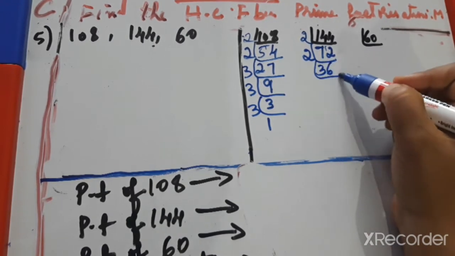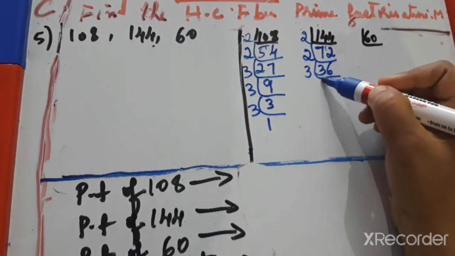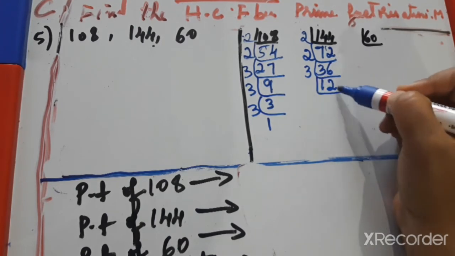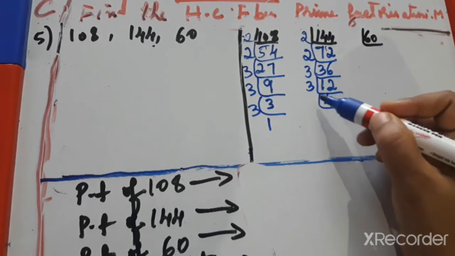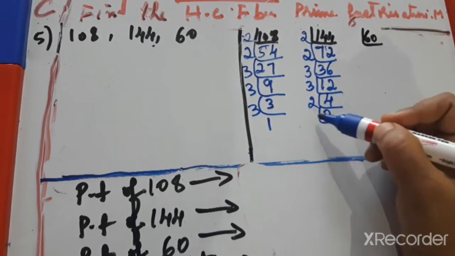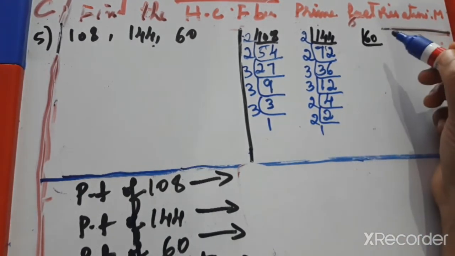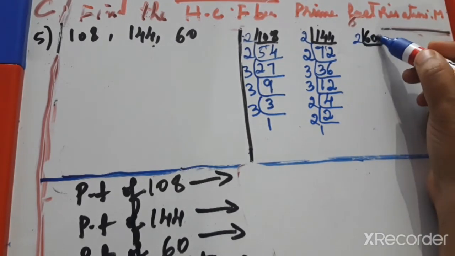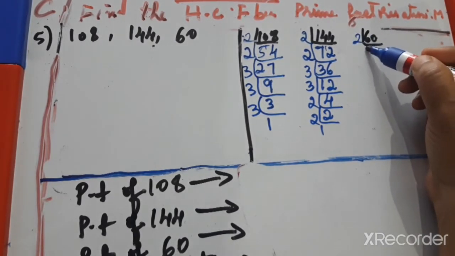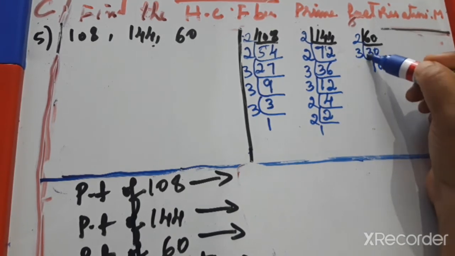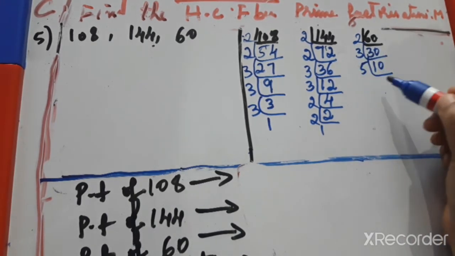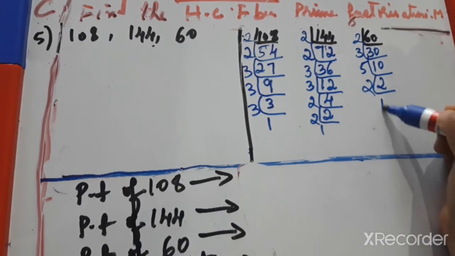And here we can try 3: 3 ones are 3, 3 twos are 6. Again we can try with 12: 3 ones are 3, 3 fours are 12, and 2 twos are 4, 2 ones are 2. And 60 here, the last number 0 is even, so multiply with 2: 2 ones are 2, 2 threes are 6, 30. Again we can try 3: 3 tens are 30, and 5 twos are 10, 2 ones are 2.